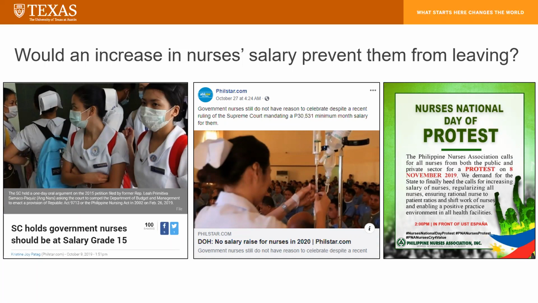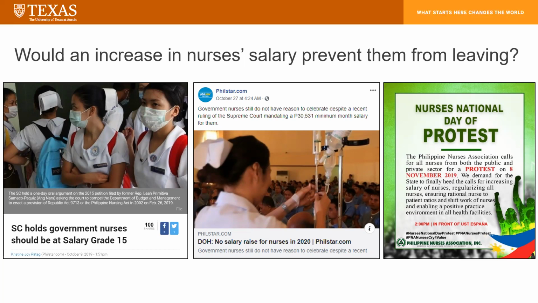So the problem now is, would an increase in nurses' salary prevent them from leaving? I would say no, but I would also argue that at least there'll be more nurses that would stay in the Philippines. We wouldn't prevent them from leaving, but I think there'll be more nurses that would actually choose to stay.